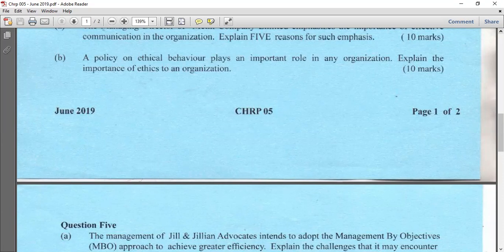Ethical behavior. I think there will be less legal issues. Less legal issues. In terms of what? In terms of maybe customers suing the organization.